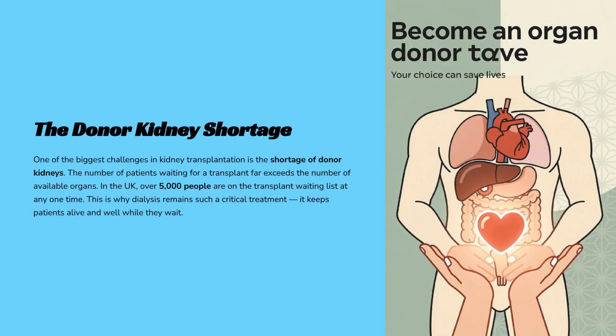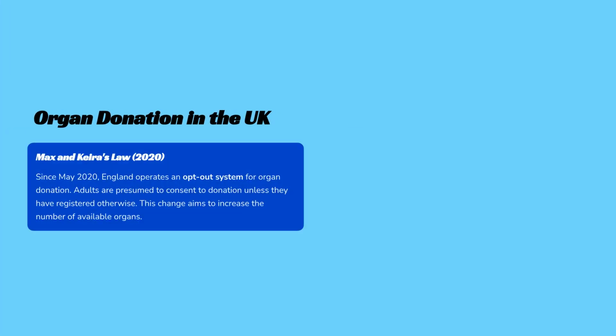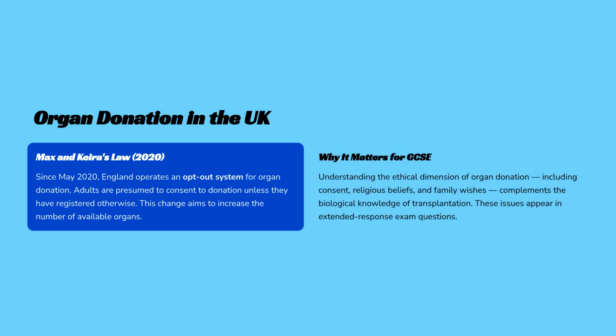The donor kidney shortage is a major challenge, with demand far exceeding available organs. This scarcity highlights why dialysis is a critical, life-sustaining treatment for patients on the waiting list. In the UK, Max and Kira's law introduced an opt-out system for organ donation in 2020. This ethical dimension, including consent and family wishes, is a key consideration and often appears in exam questions.